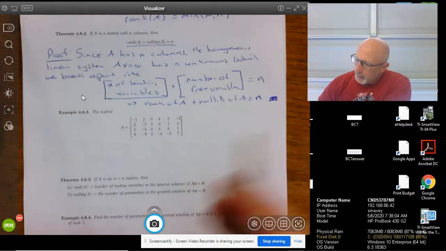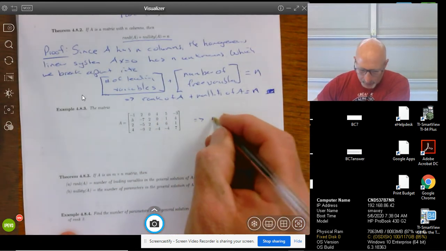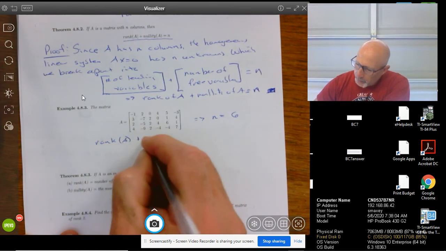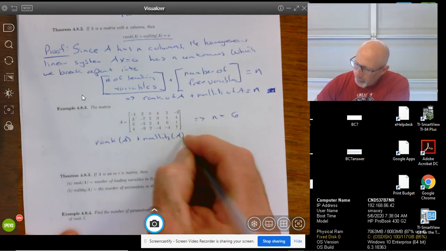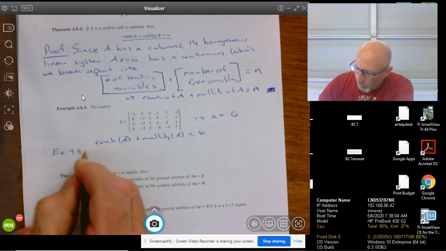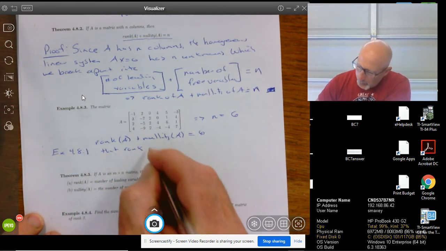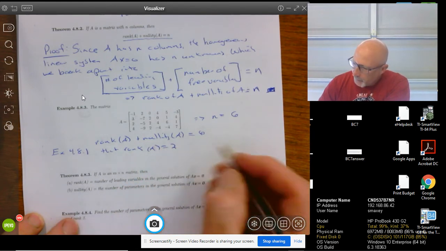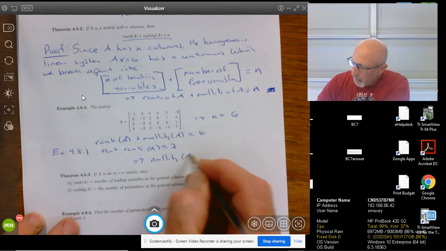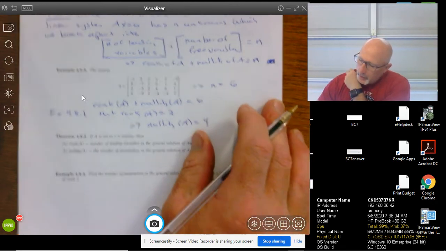Going down here, we have this matrix. We notice that it has 6 columns, and therefore n is equal to 6. So the rank of A plus the nullity of A is going to be equal to 6. Now, we know from example 4.8.1 that the rank of A is equal to 2. So plugging into that formula, the nullity of A must be equal to 4. It's pretty simple.